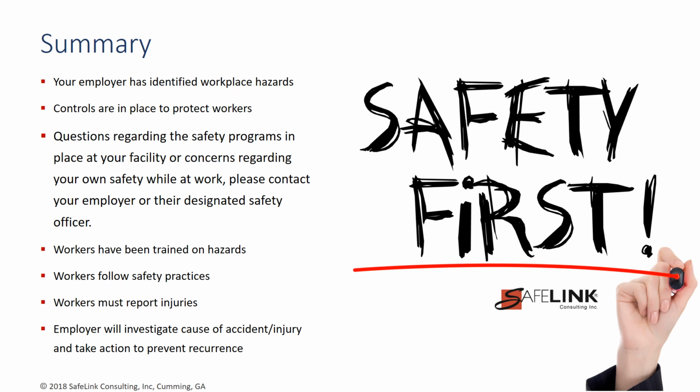In summary, your employer will inform you of hazards specific to your workplace and your job. The controls that are in place to protect workers will be explained to you. If you have any questions regarding the safety programs in place at your facility, or have concerns regarding your own safety while at work, please contact your employer or their designated safety officer. This course is a part of your employer's health and safety training program. You must follow all safety practices. You must report work-related injuries and illnesses to the designated person in your workplace so that an investigation can take place to prevent recurrence.